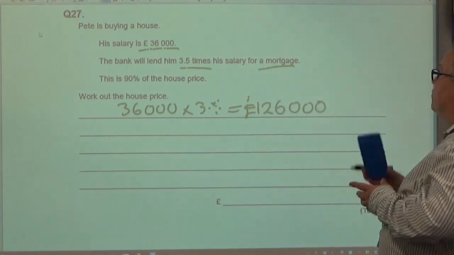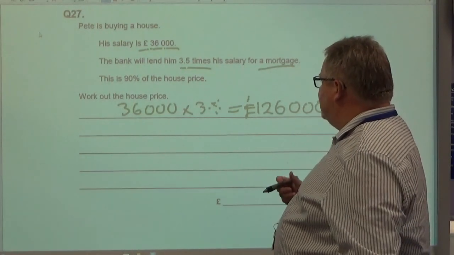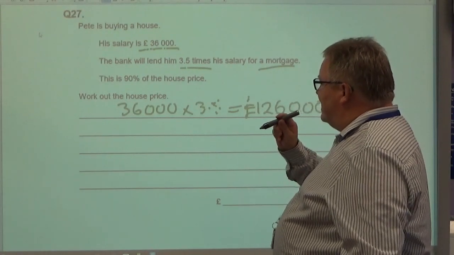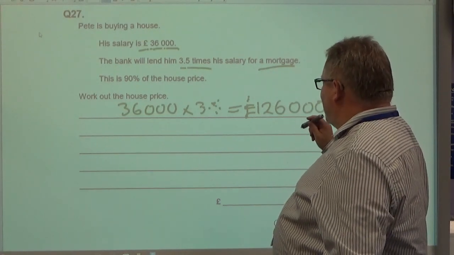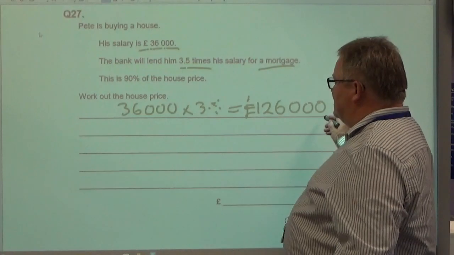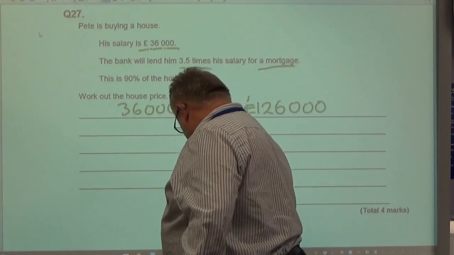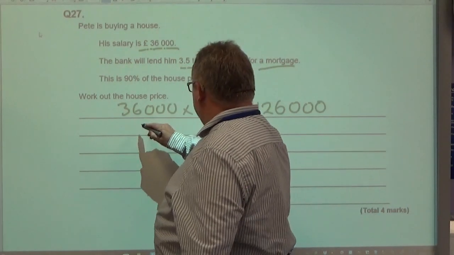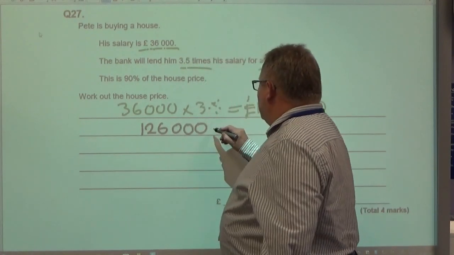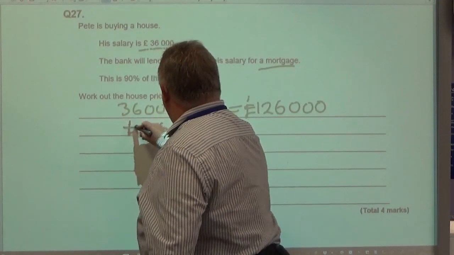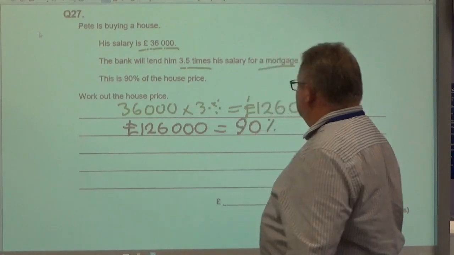Now, what's that £126,000? That's what the bank will lend him, but they're saying that this is 90% of that. They'll lend him 90% of the house price, so this isn't actually the price of the house. So this is that reverse percentage type question. What we're going to say here, and this is where the complexity comes in, but really easy to do, is that £126,000 actually equals 90%. So that's the 90% there.